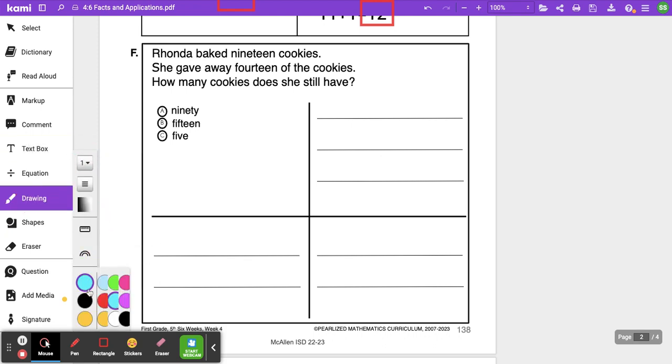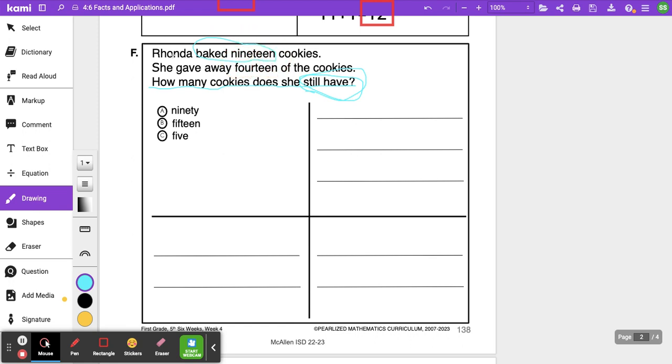So let's see here. The question is, how many cookies does she still have? What am I looking for? Yes, cookies. What is what she still has? So after having given away cookies, how many does she still have? Let's go back and find the important information. Rhonda baked 19 cookies. What's important here? That she baked 19 cookies.